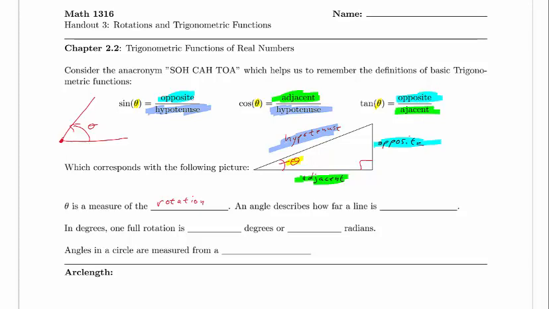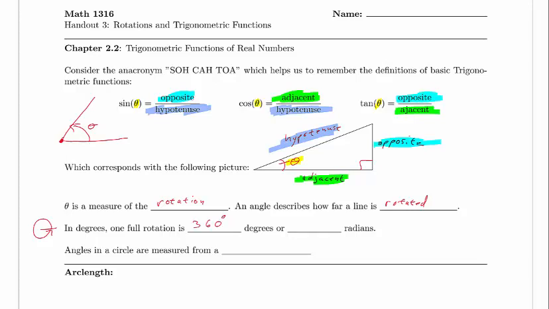Okay, so theta is a measure of the rotation. We talked about it just a moment ago. It measures what your rotation is from some reference line. An angle describes how far a line is rotated. So, in degrees, we say something is fully rotated, starting from here, and you go all the way around. That's one full rotation. That is 360 degrees.